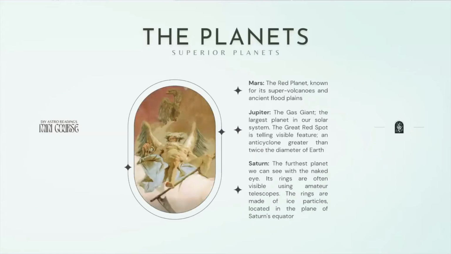Then we have the superior planets. So this is Mars, Jupiter, and Saturn. And Mars is known as the red planet. It appears red with a basic telescope. And topographically, I thought this was really cool. It's known for its supervolcanoes and ancient floodplains.